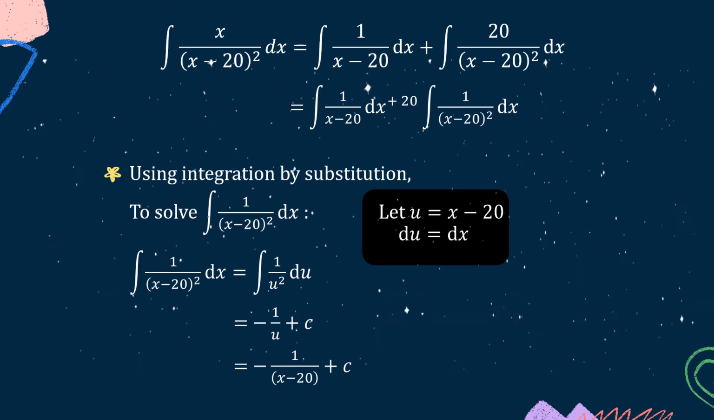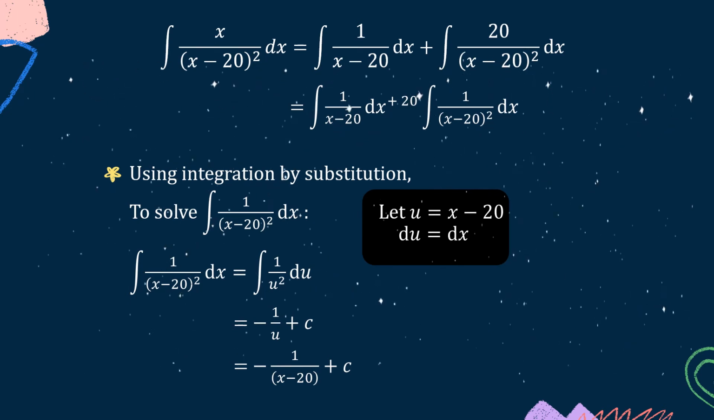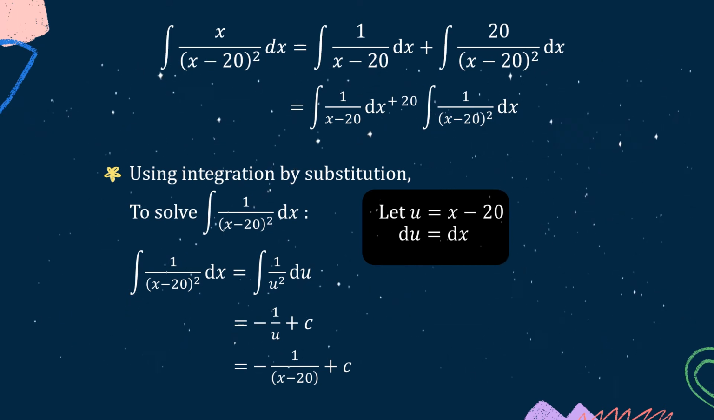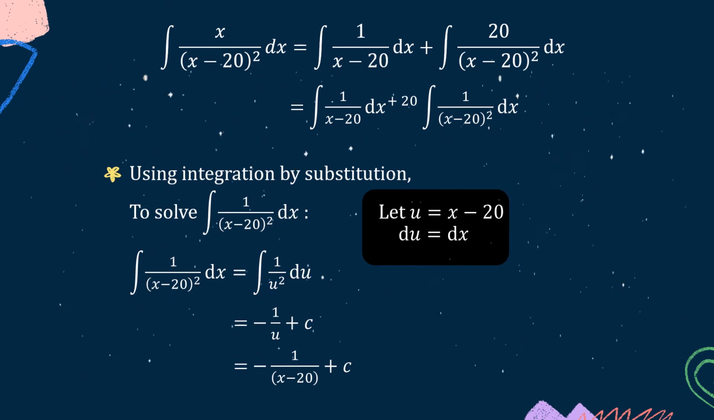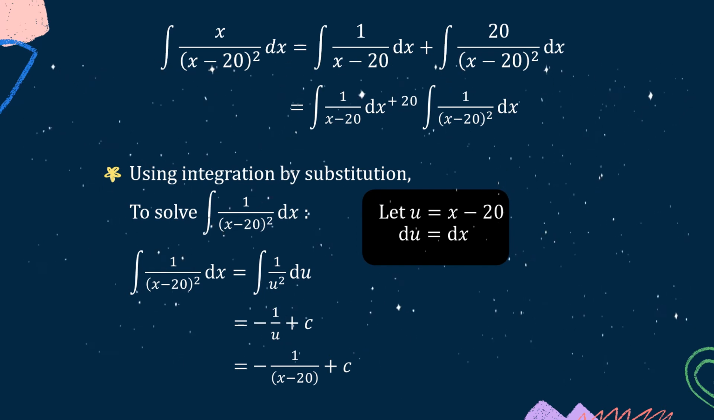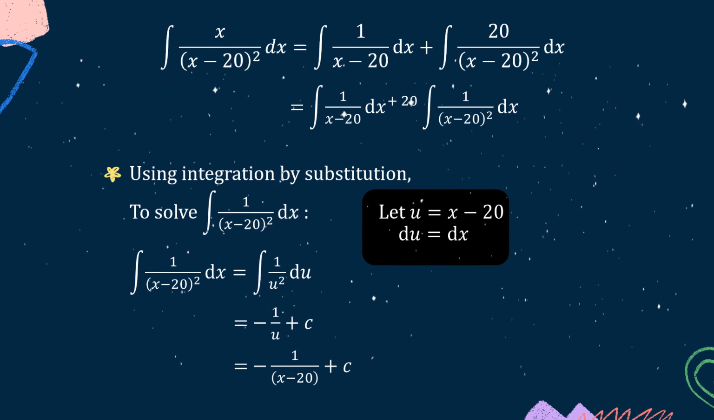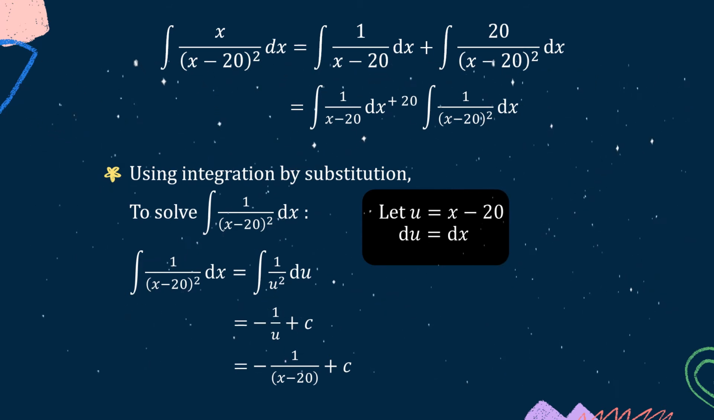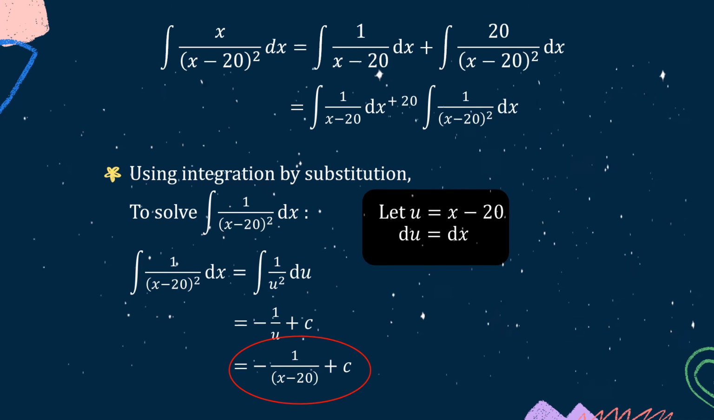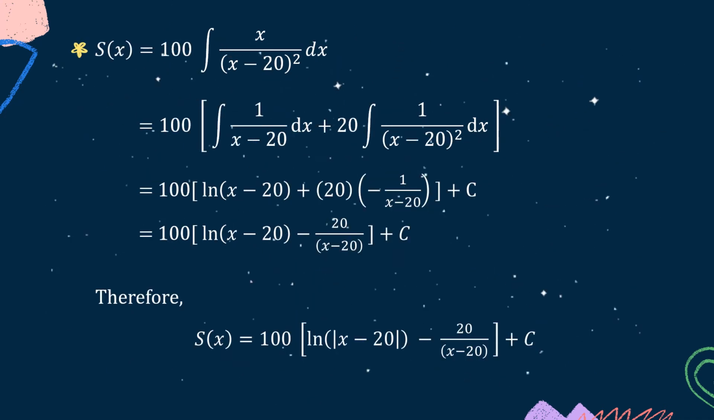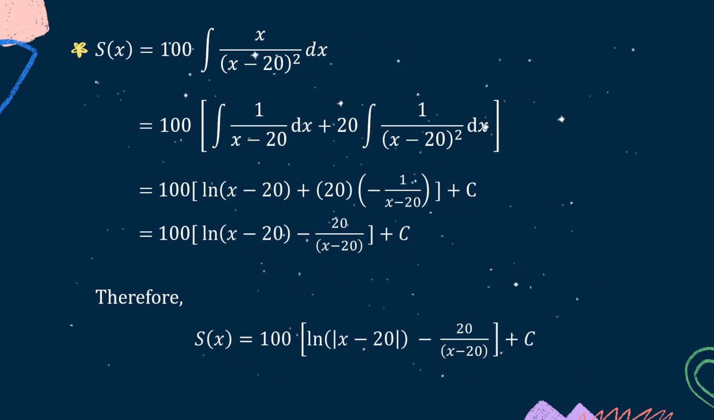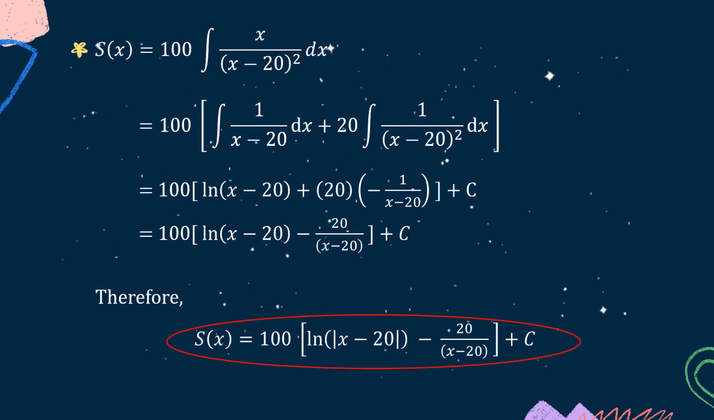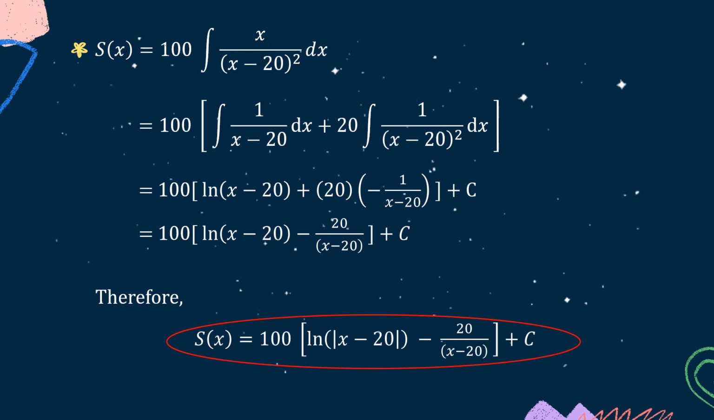And since we cannot integrate 1 over x minus 20 in bracket square using normal integration, we have to use integration by substitution. So here, we let u equals x minus 20 and du equals dx. After we substitute the value of x minus 20 with u, we will get the following equation. And so here we just substitute all of the values in, and therefore we will get Sx equals 100 ln x minus 20 minus 20 over x minus 20 plus c.